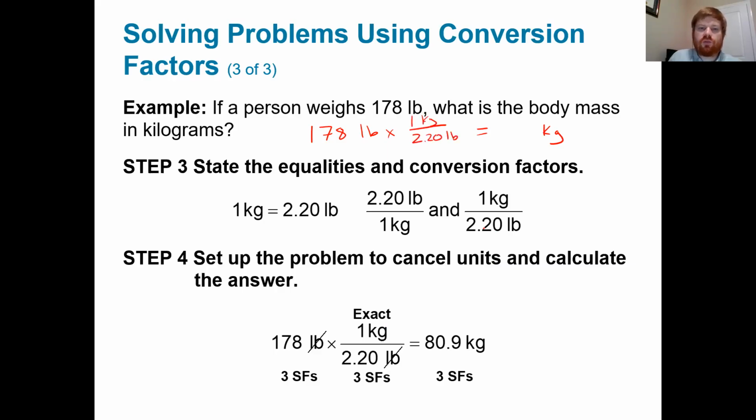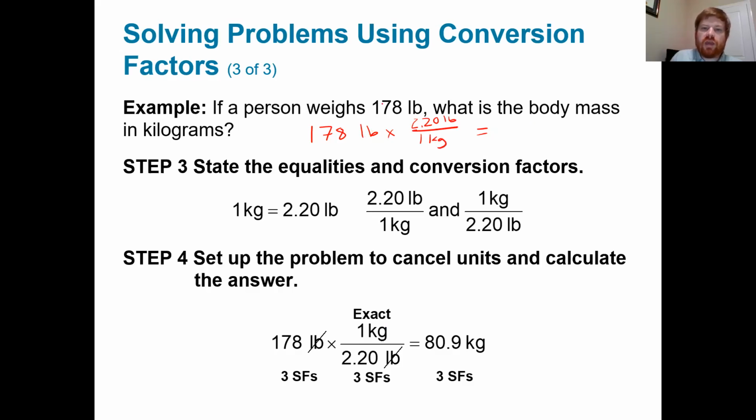And the reason for that is you'll recognize I'm going to have this pound in the numerator divided by this pound in the denominator. In other words, these units are going to cancel out. And then I'll be able to execute my plan from here. 178 divided by 2.20, that'll give me my answer in terms of kilograms. Now, what would happen if you did it a different way? What if you used 2.20 pounds per 1 kilogram?